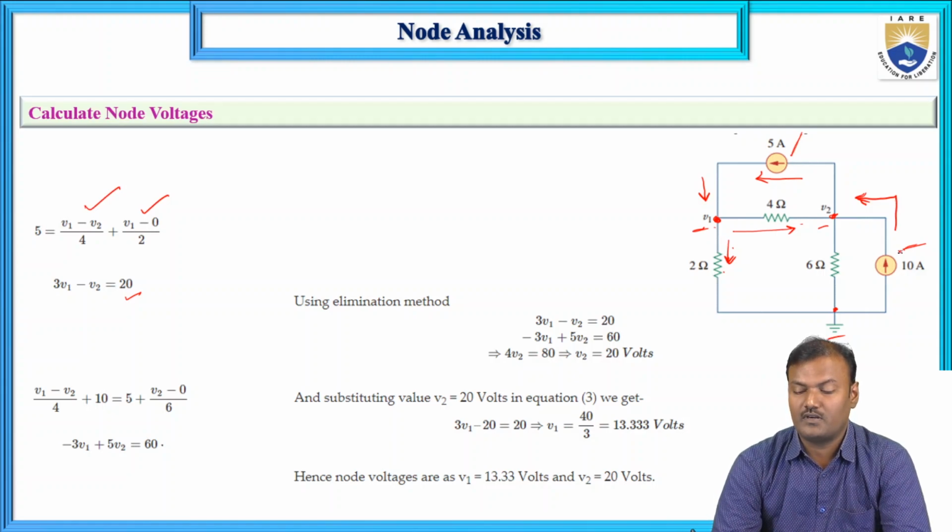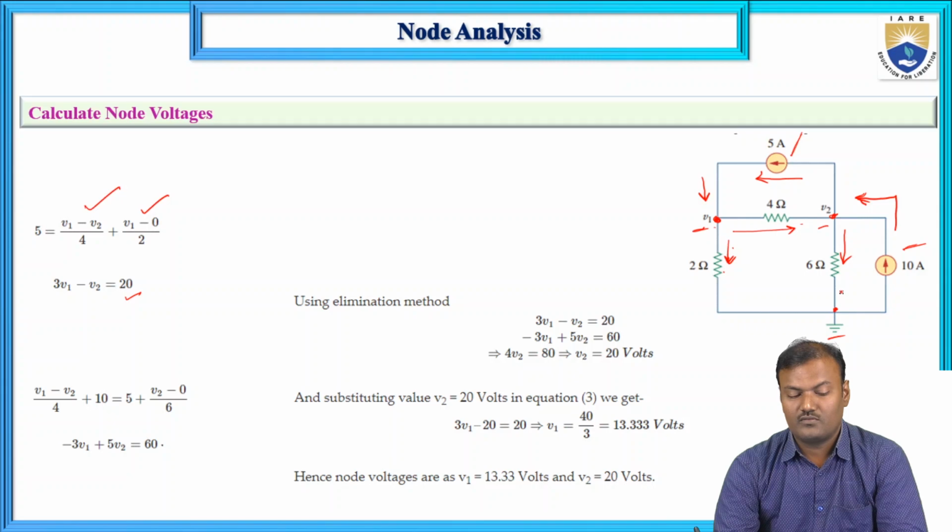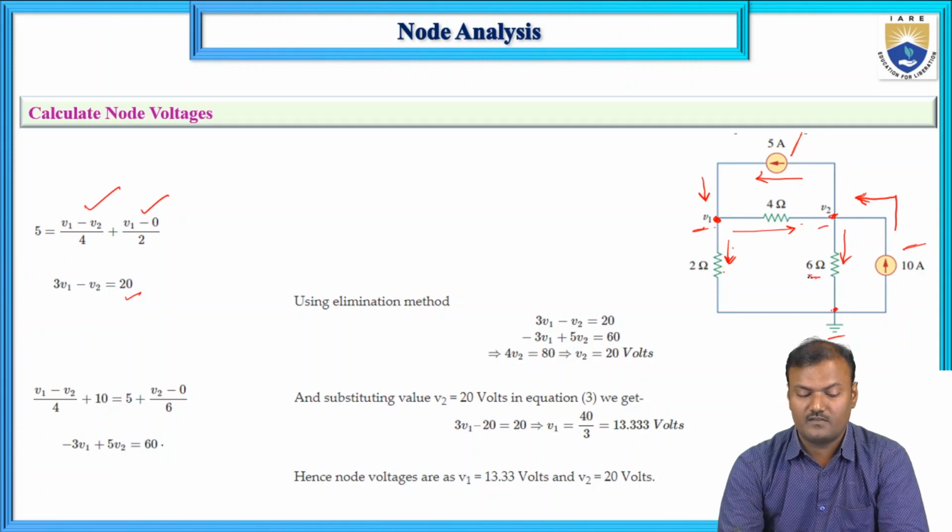Current entering at this point is 10 amperes, and the current leaving from this node is (V2 minus 0), V2 minus 6, V2 minus 0 divided by 6, and 5 amperes is the current leaving from this node.